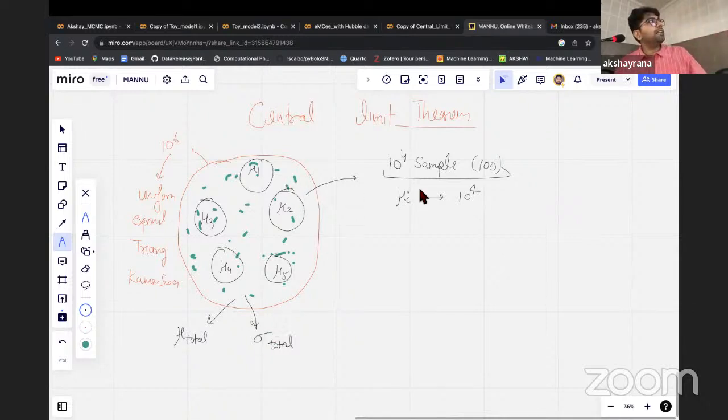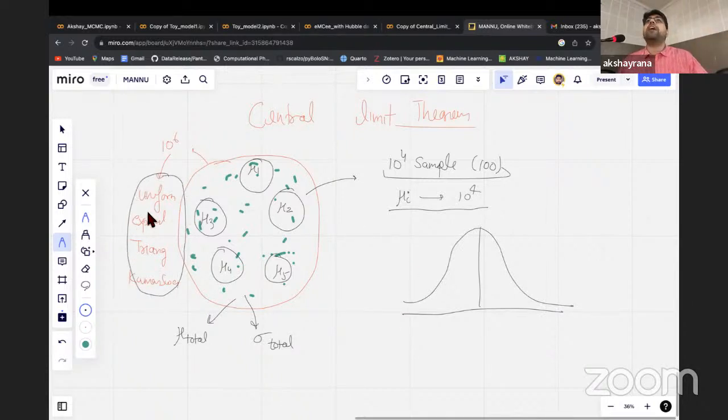But I have also made 10 to the power 4 samples. Now, if I plot the histogram of these means, the central limit theorem states that it is always going to be a Gaussian distribution, independent of the inherent distribution from which you have created the samples.